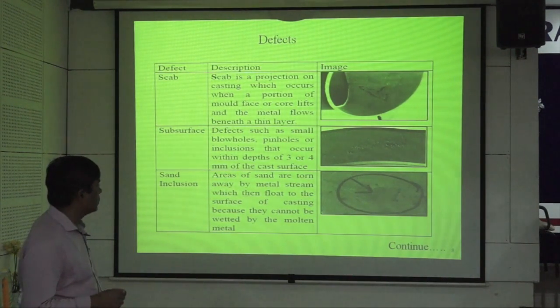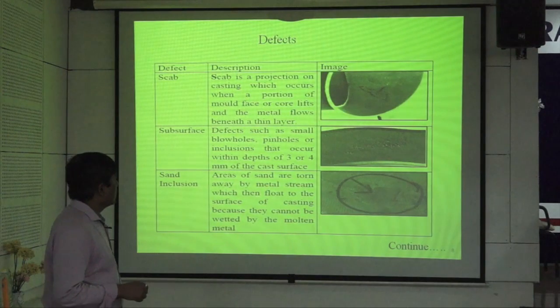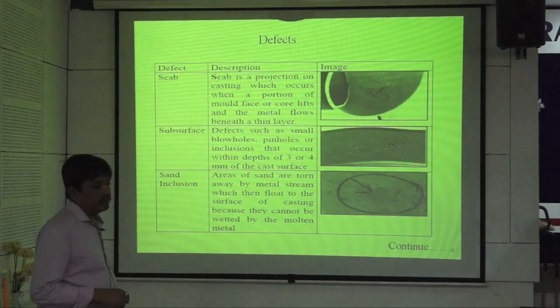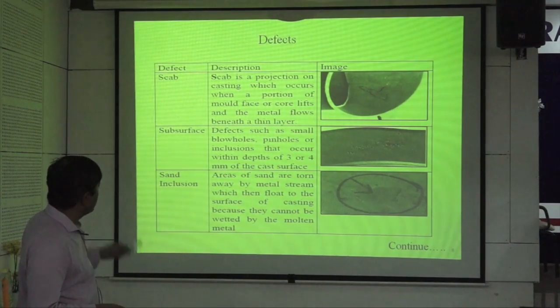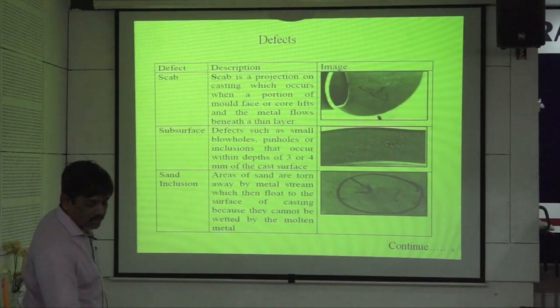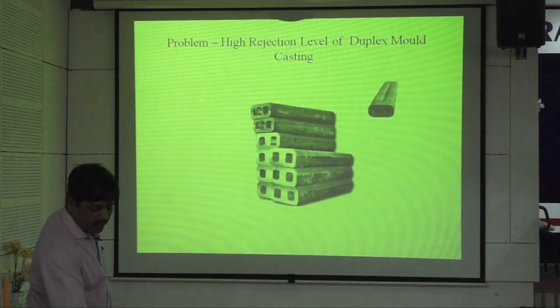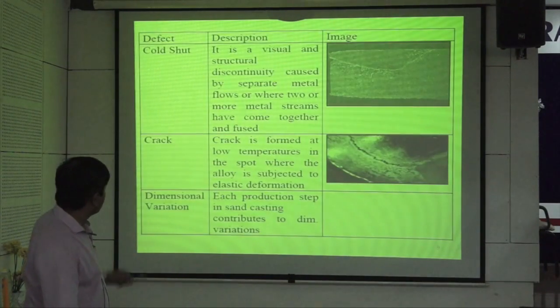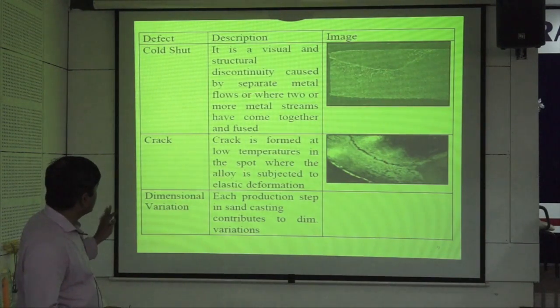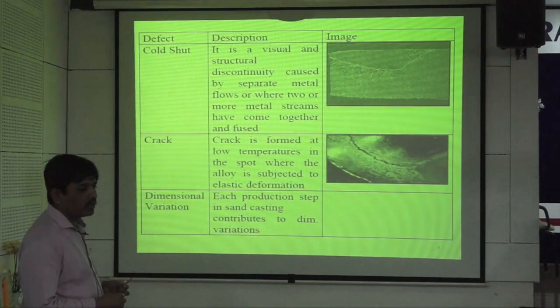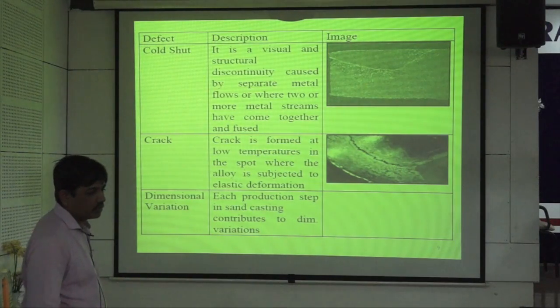When I went through the data, I found that these are the main defects which were repetitive in nature. There were many defects, but these were the main defects, that is gas porosity, surface, subsurface, sand inclusion, cold shut, crack and dimensional variation. So we concentrated on these 6 defects, which were mainly contributing to the rejection of this duplex mold.